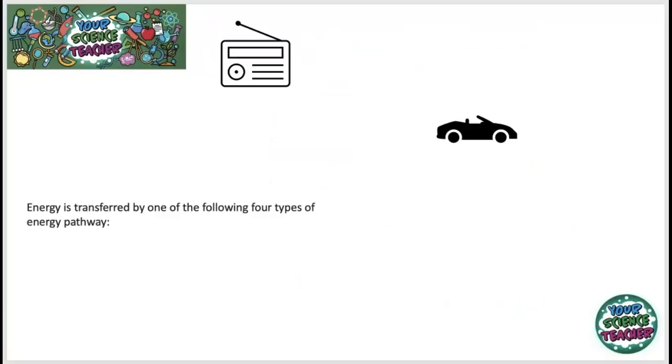Now let's have a look at a couple of energy transfers in closed systems. And a closed system just means that energy cannot leave or enter. And there's a reason why we observe closed systems, because we're not factoring in the dissipation of energy into our surroundings. Now, energy can be transferred by 4 different types of energy pathway.